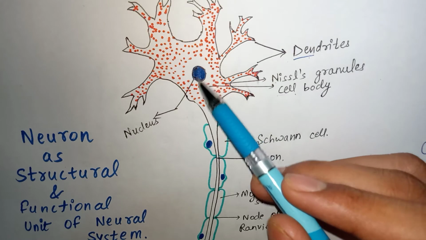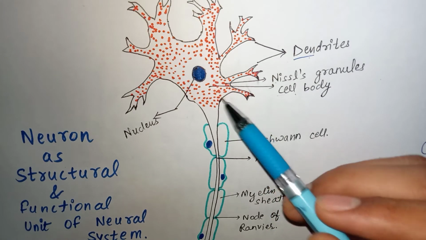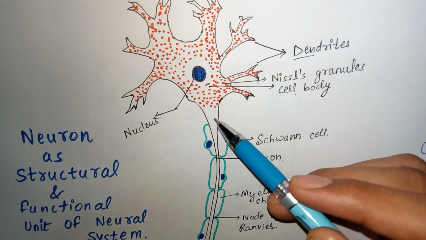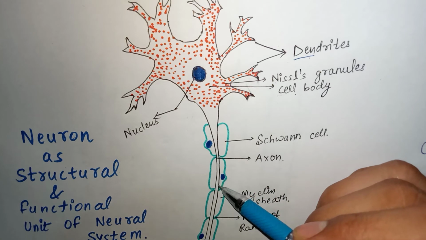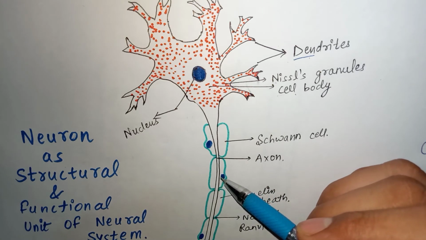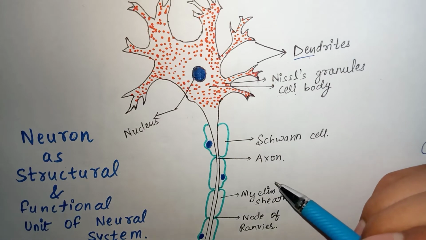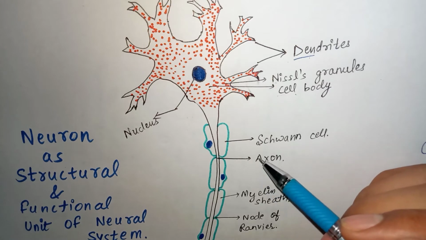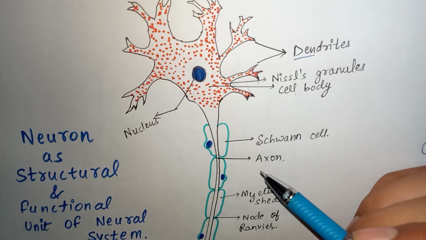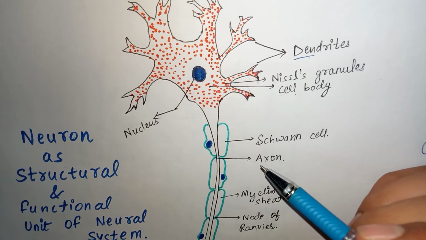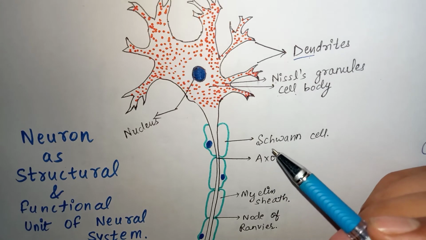As in all the other cells, it also has a nucleus, a centrally placed nucleus in the cell body, and a long branch-like structure, which is a long fiber emerging from one side, is the axon. And the axon is surrounded by some cells which are known as Schwann cells. If these Schwann cells secrete myelin, which is actually a lipid-rich layer, around the axon, it is termed as myelinated. If this myelination is absent, then the neuron is known as unmyelinated, okay.